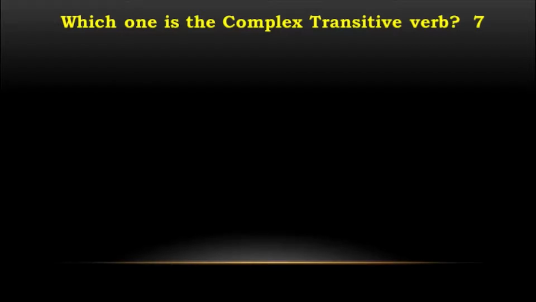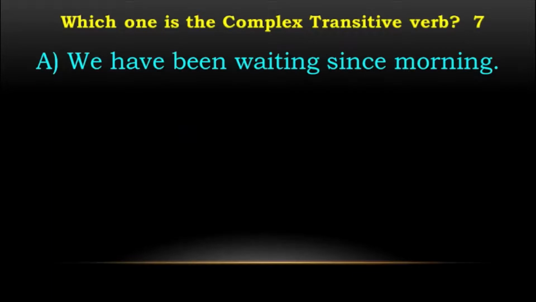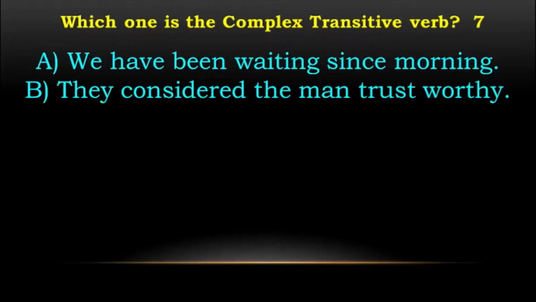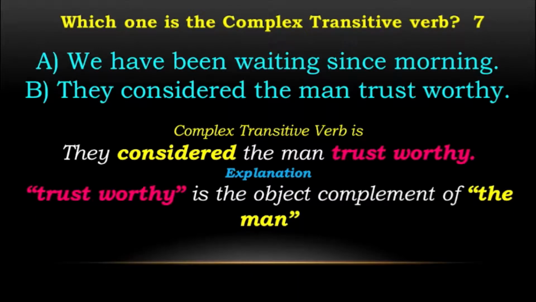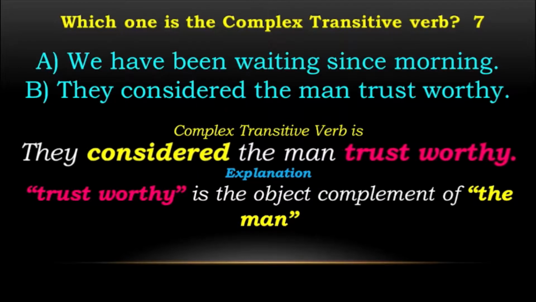Question number 7. Here we have to find the complex transitive verb. We have been waiting since morning. They consider the man trustworthy. Consider the man trustworthy: complex transitive. Here the man is your object and the object complement is trustworthy.